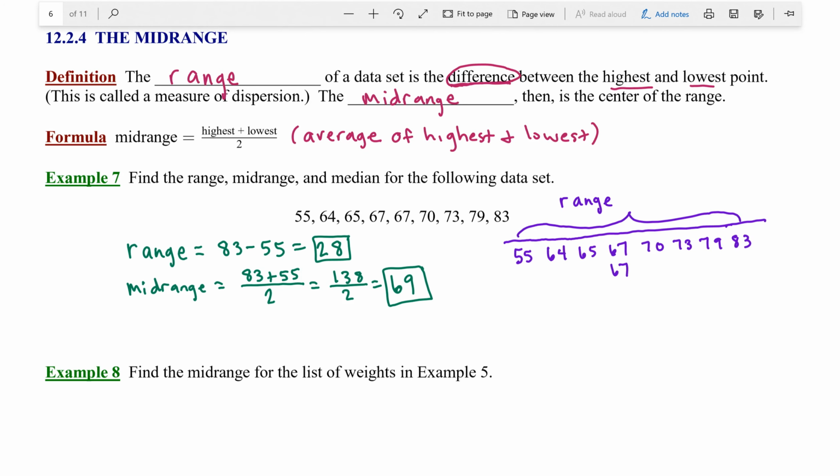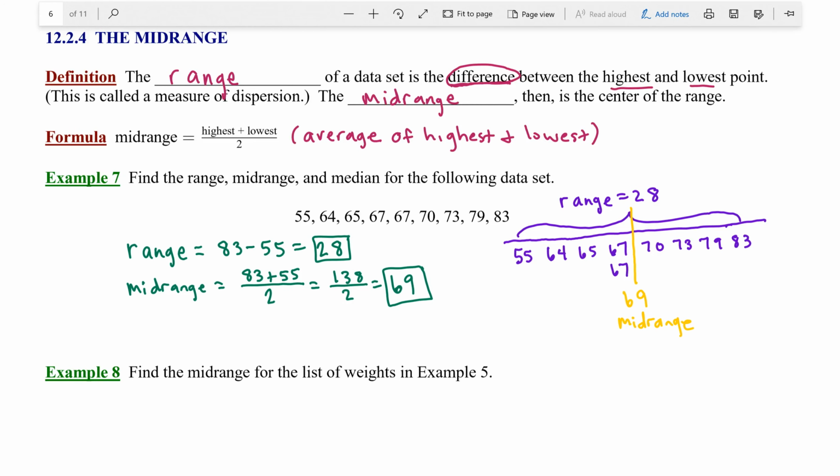That distance is 28. But the measure of central tendency here is 69, and notice that occurs in the very center of the range. So I'm taking the range and dividing it in 2 and locating that mid-range. It is in the middle. It is a measure of central tendency.